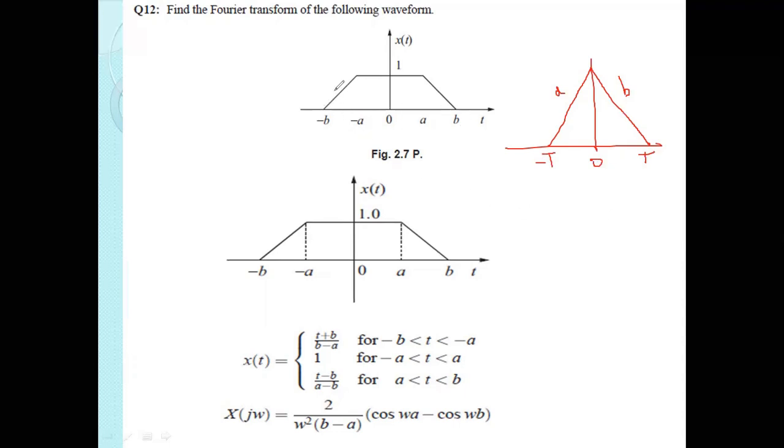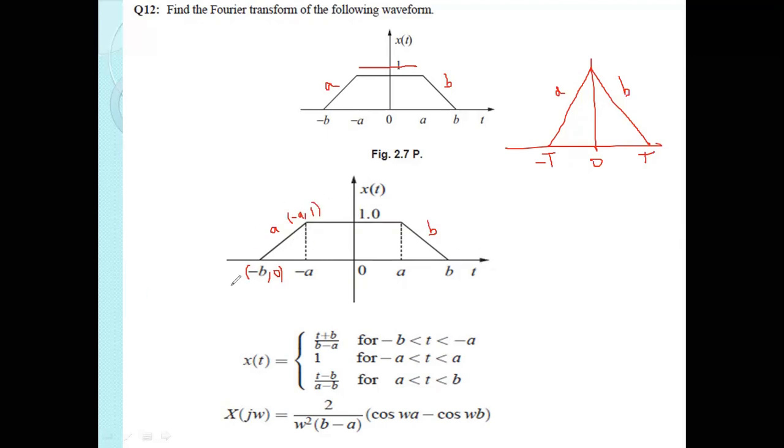Now here the slope is a, and here the slope is b, and in between minus a to a, it is a constant, that is 1. Now what is the slope here? A point on the x-axis means there is no point on the y, 0, at minus b. And at minus a, the value is 1. Means a point on the y-axis, the value is 1, and here x is minus a. At minus a, the value is 1.